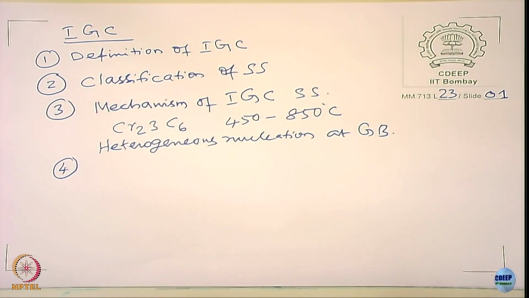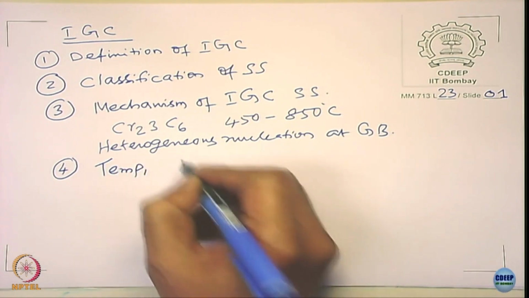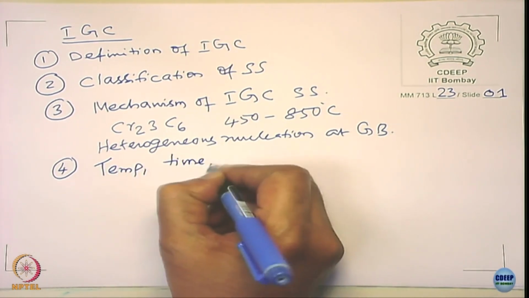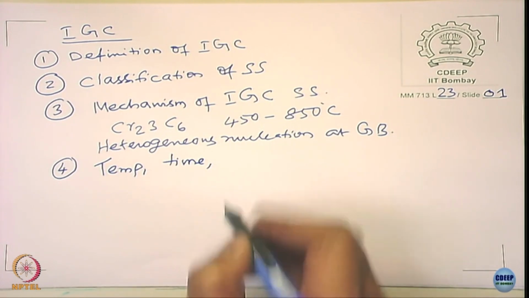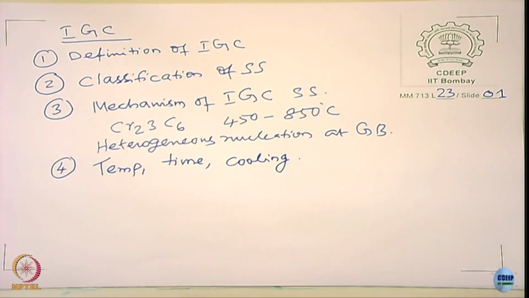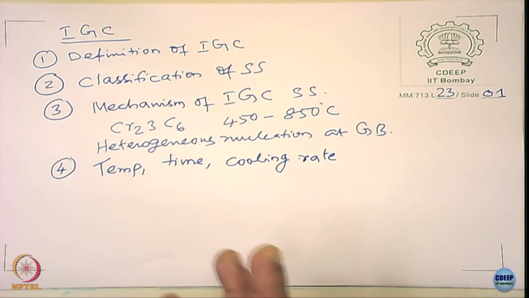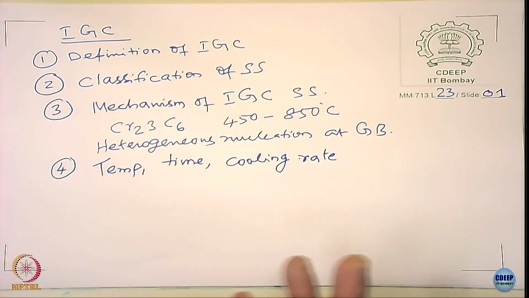The sensitization process we said was dependent on what? Dependent, of course, on the chromium carbide formation, but what are the governing relationships there? The governing relationships are the temperature, the time, the holding, or if you are going to cool it, the cooling rate. If you are going to look at cooling, it is going to be the cooling rate. These are the essential relationships that happen in the stainless steel.